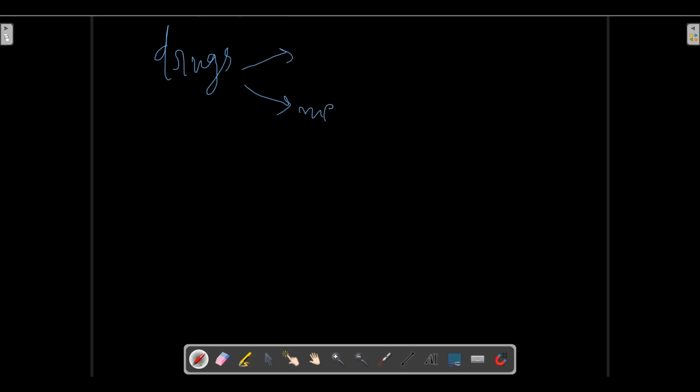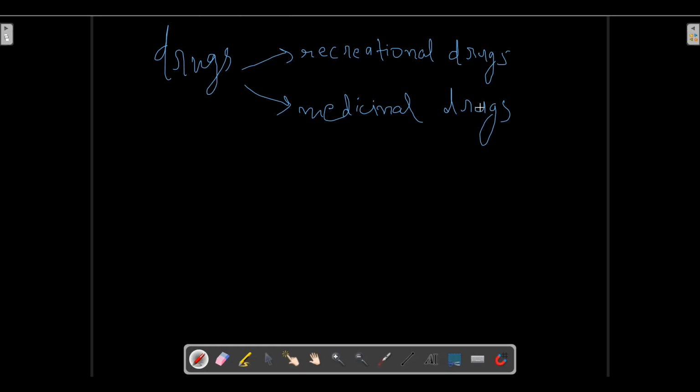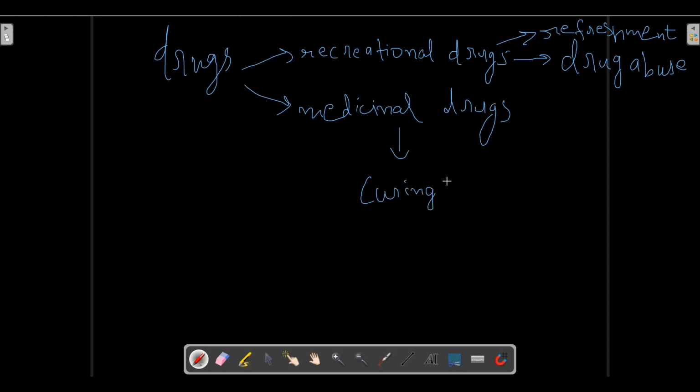Sometimes it can be medicinal drugs, and sometimes they can be recreational drugs. The recreational drugs are those which are used as drug abuse. It means that they are used for refreshment. And what are medicinal drugs? These are used for curing diseases. For curing diseases, medicinal drugs are used, and for drug abuse or refreshment, recreational drugs are used.